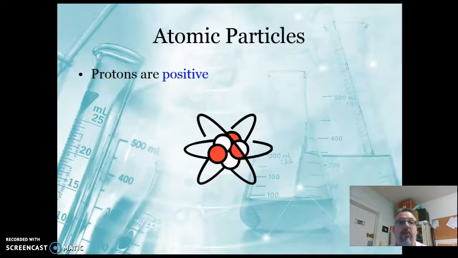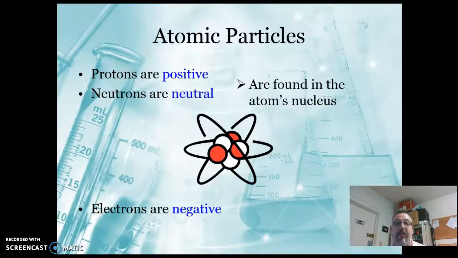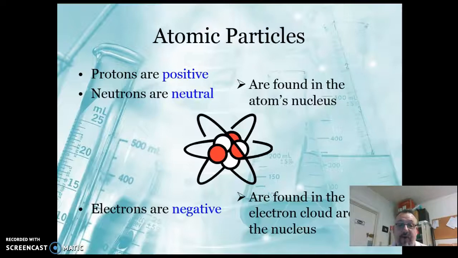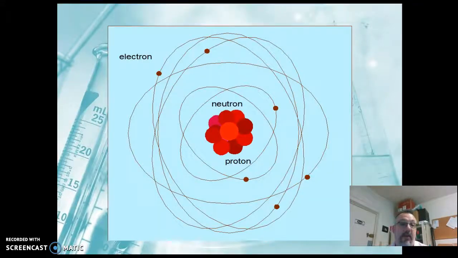So atomic particles: protons are positive, neutrons are neutral, electrons are negative. They're all found in the atom's nucleus, and they're found in the electron cloud around the nucleus. Now, you have a little diagram here of an electron cloud or an atom.